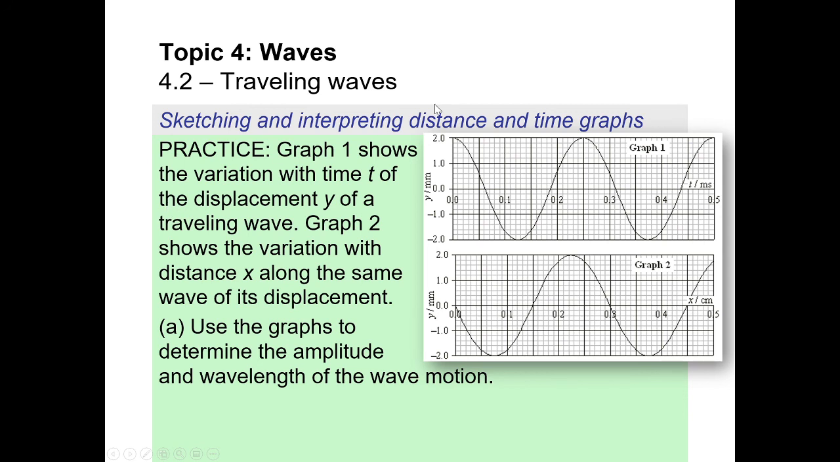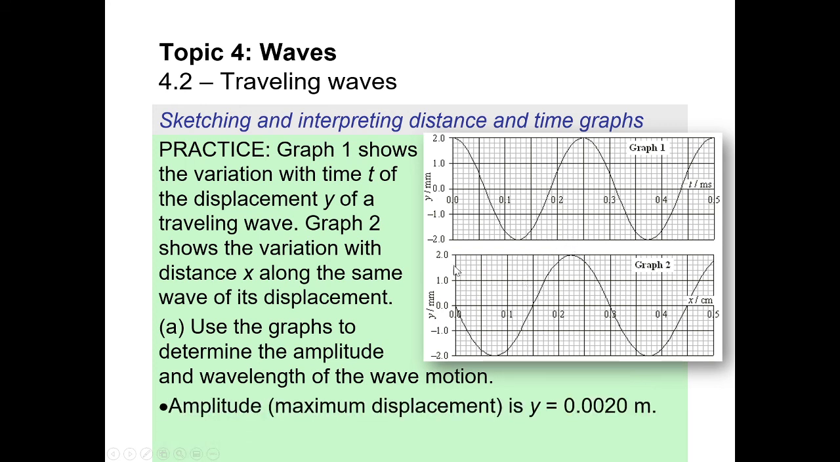Okay, hopefully you had a chance to think about it or you paused the video. Amplitude, remember, we can get from either graph because the vertical axis measures the same thing. Sure enough, the amplitude is the same on both. It is 2.0 millimeters. So if we convert that to meters, divide that by 1,000. We move the decimal place 3 spots to the left since 1,000 has 3 zeros in it.